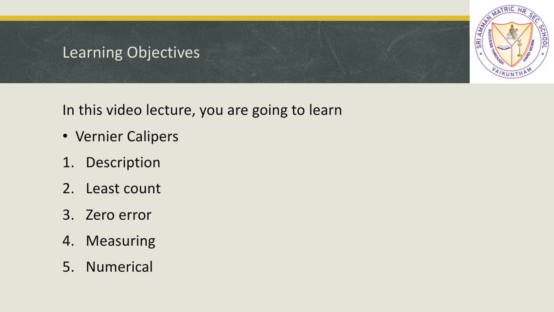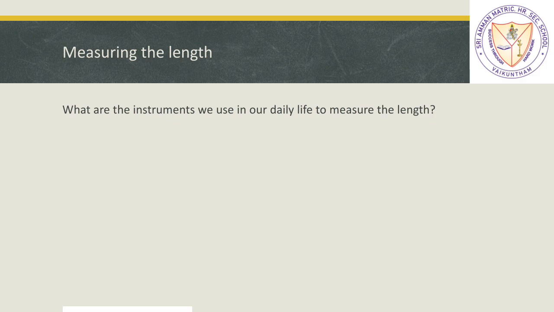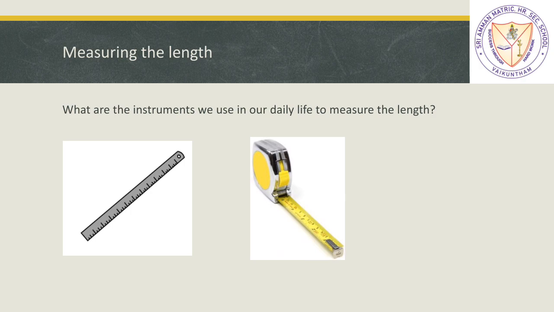In detail we will be learning about its description, least count, zero error, measuring and numerical. Before going into vernier calipers, what are the instruments we actually use in our day-to-day life for measuring length? Commonly we use a ruler or scale, and one more is tape, meter tape. These are the two instruments we generally use in our day-to-day life for measuring different lengths.